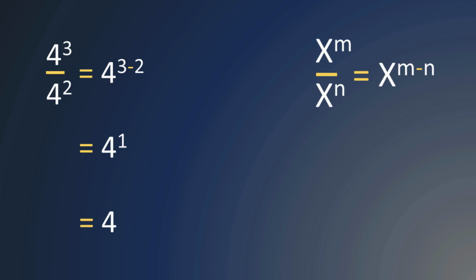But is that right? To see, let's write the expression out in expanded form. On the top of our division problem, we have 4 to the power 3, which is 4 times 4 times 4.